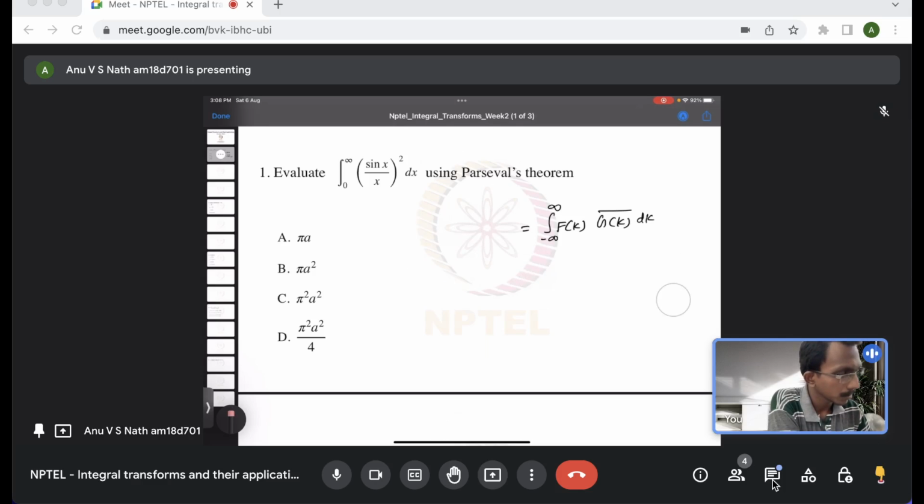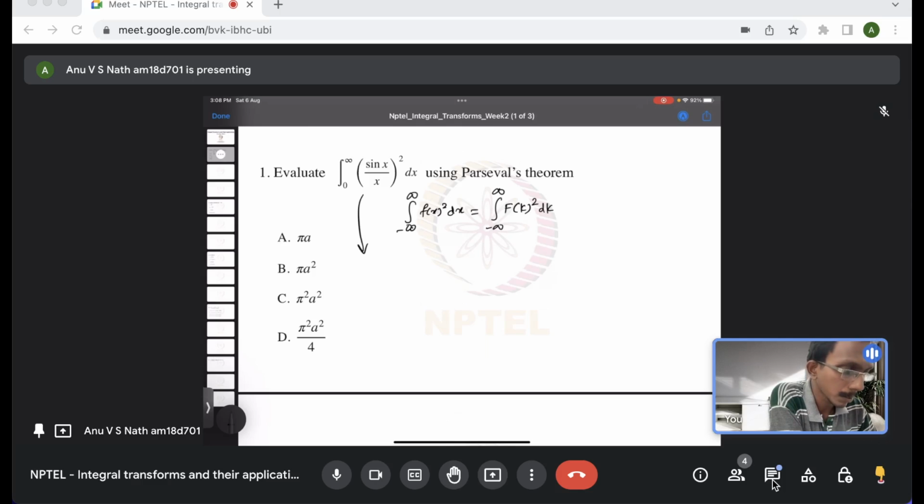First of all, using Parseval's identity, the integral from minus infinity to plus infinity of f of x squared dx is equal to the integral from minus infinity to plus infinity of the Fourier transform of f, capital F, squared dk. Here the function f of x squared is equal to sin x by x the whole squared, so f of x is equal to sin x by x.